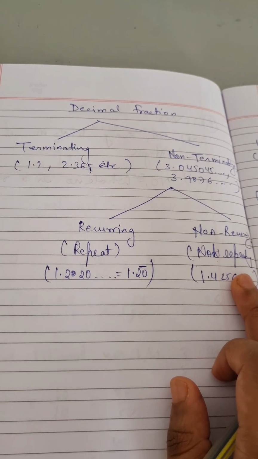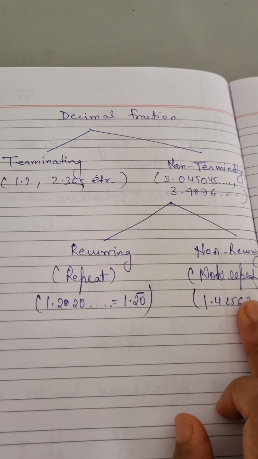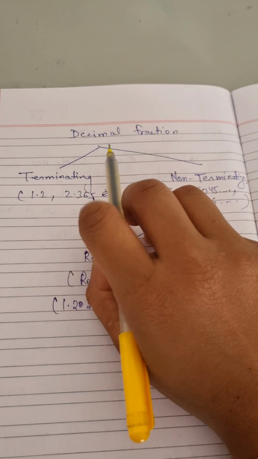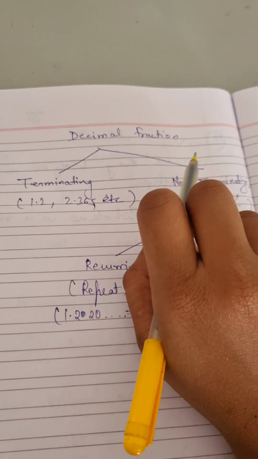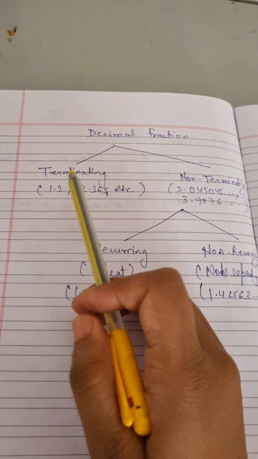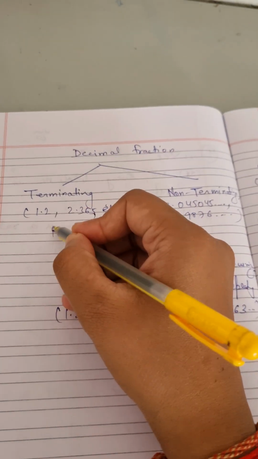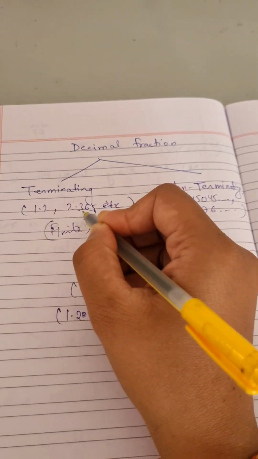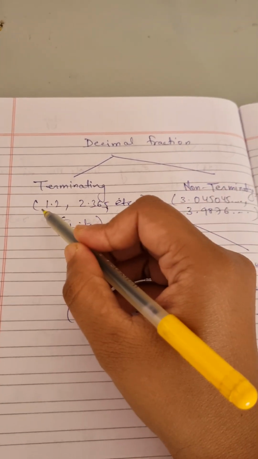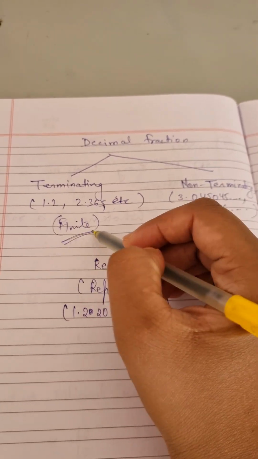Now children, we will start with decimal fractions before exercise 1.3. We will do 1.3 afterwards, but before that there is a term, decimal fraction. A decimal fraction has two types, terminating and non-terminating. Terminating means after division it should be finite, countable after the decimal, like 2.365, 1.25, 1.2. These are terminating, which have finite values.